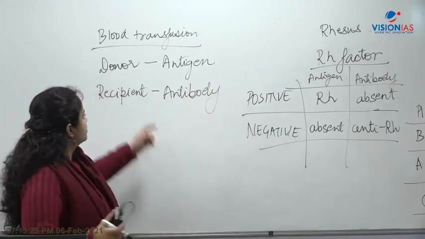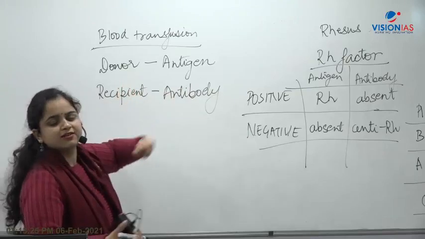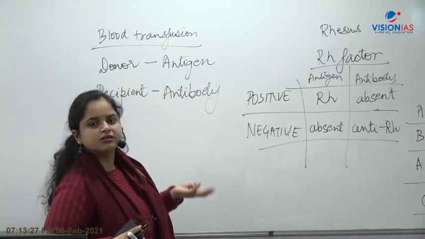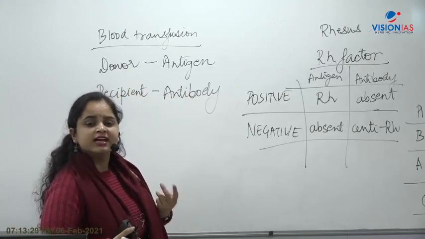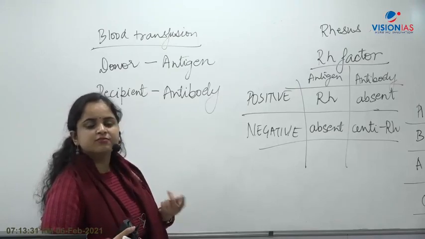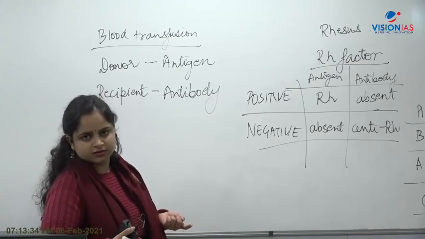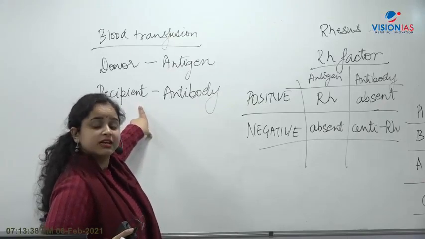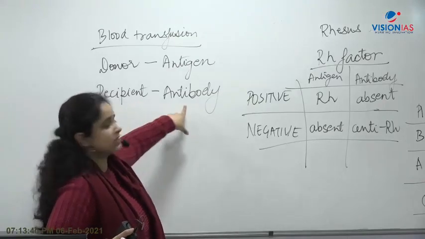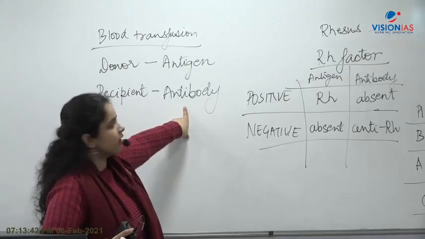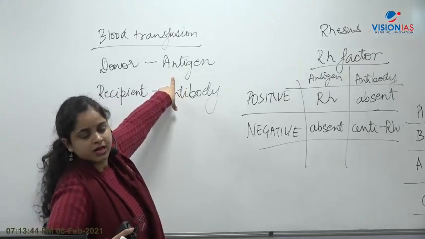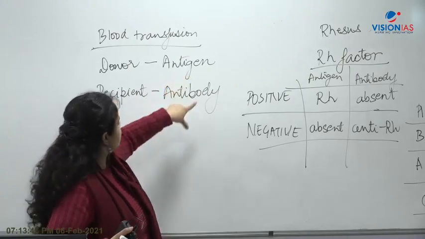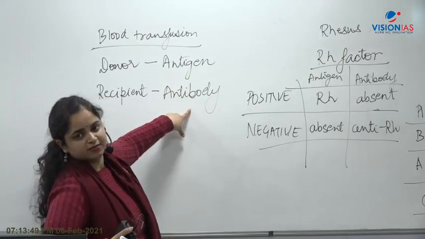Because see, the donor has given the blood, right? So now it has nothing to do with his body. So his immune system is not involved in this case. Whose immune system is involved? The recipient who is getting the blood. So the recipient's immune system will produce antibodies. Against what? Against the antigen. Against the antigen which comes in, the recipient's body will produce antibodies.